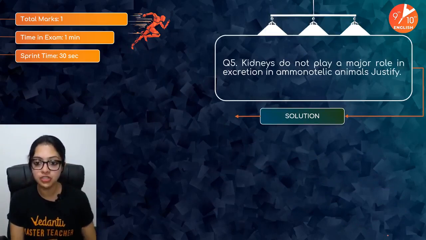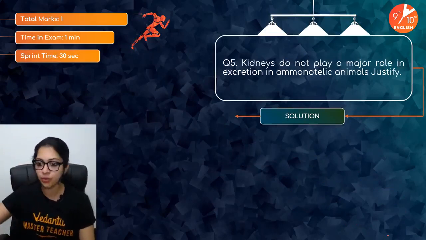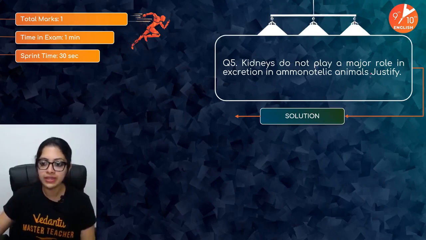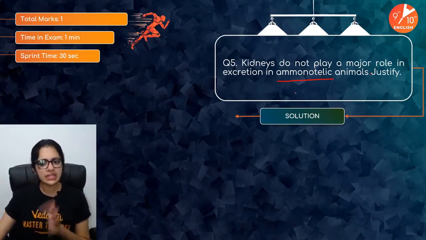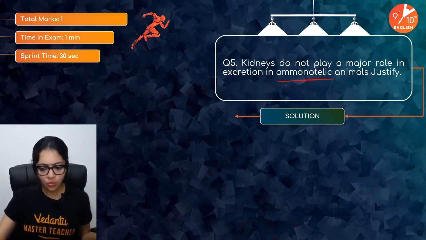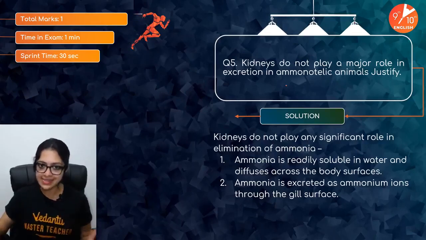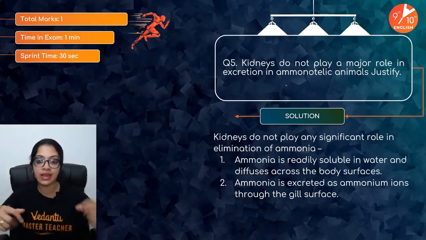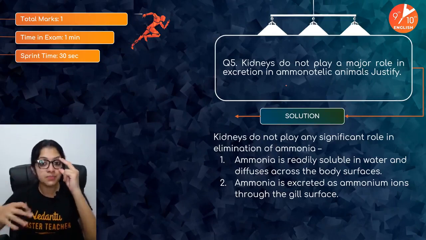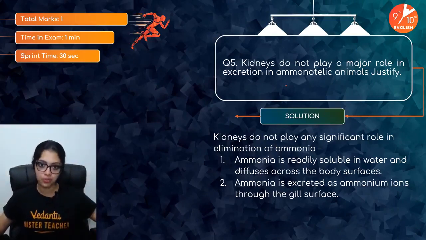Kidneys do not play a major role in excretion in ammonotelic animals. Justify. Okay. So why do you think this is the case? In the case of ammonotelic animals, kidneys don't really play a major role. Why so? Because ammonia is much simpler in the sense it's readily soluble in water. And as a result, it's easy for ammonia to diffuse across body surfaces. So skin respiration is also possible over there. Skin excretion is also possible over there.